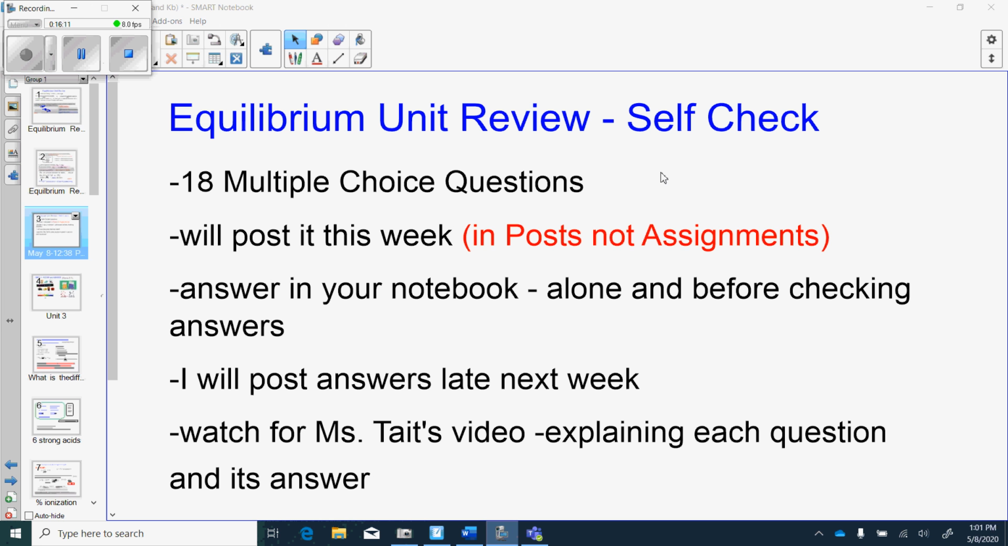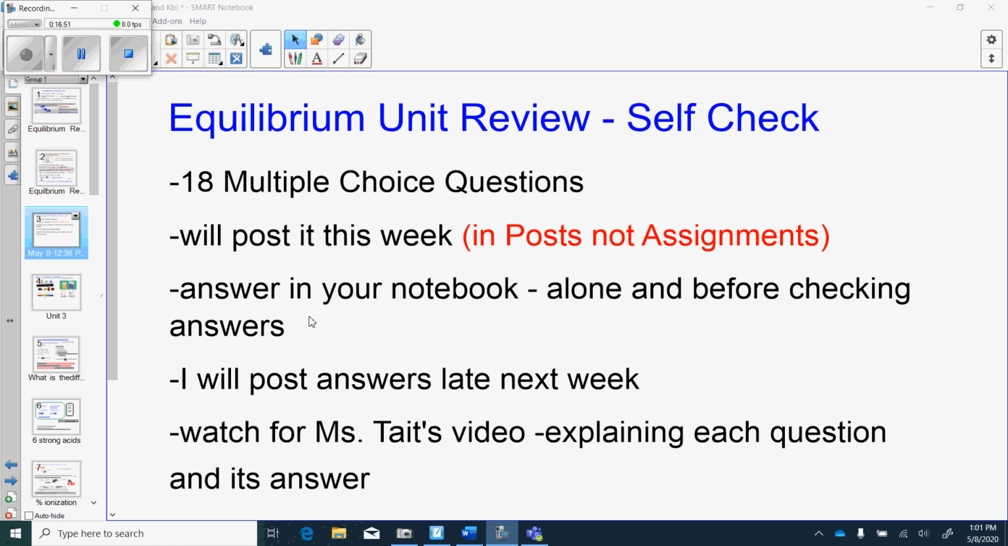Late next week, I am going to post an equilibrium unit review. It's a self-check. You don't have to pass it in, but it's really important for you guys to try it. All of you are here because you want to learn a little more chemistry before we move on to first year university, or AP chemistry for some of you. So you want to make sure that you are getting this and it's making sense. The self-check is for your use only. There's going to be 18 multiple choice questions. I'll post it later this week, in the post section, not in the assignment section.